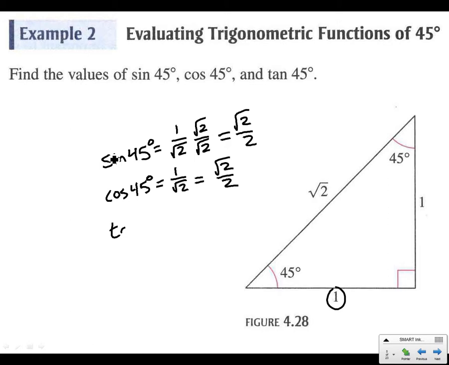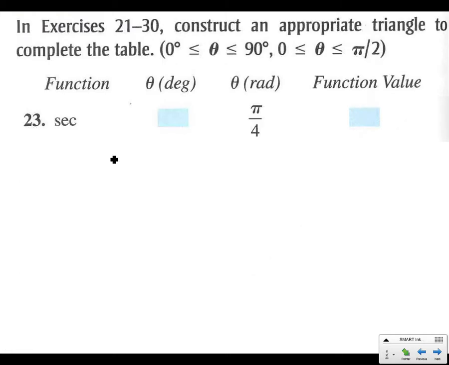And then tangent of 45 degrees. Opposite is 1. Adjacent is 1. We just get 1, which is what we would have gotten if we divided sine by cosine, what we were doing on the unit circle. All right, so using that knowledge, see if you can fill this table out for 23.